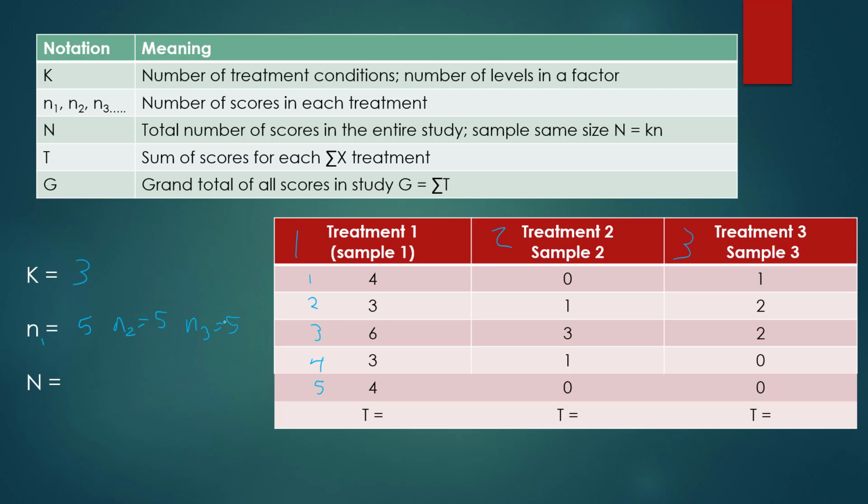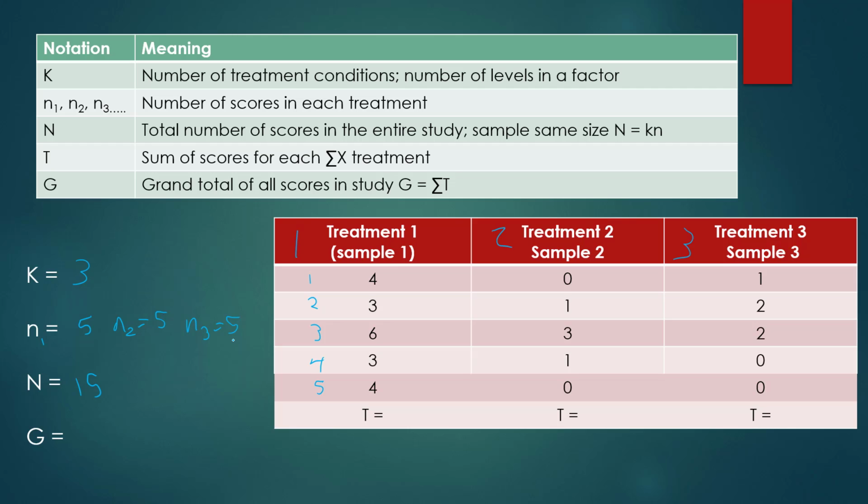So next is big N. Big N is the total number of scores. Here, because each sample has the same amount, we could go K times n, which is 5 times 3, which is 15. Or we could add up 5 plus 5 plus 5, which is also 15.